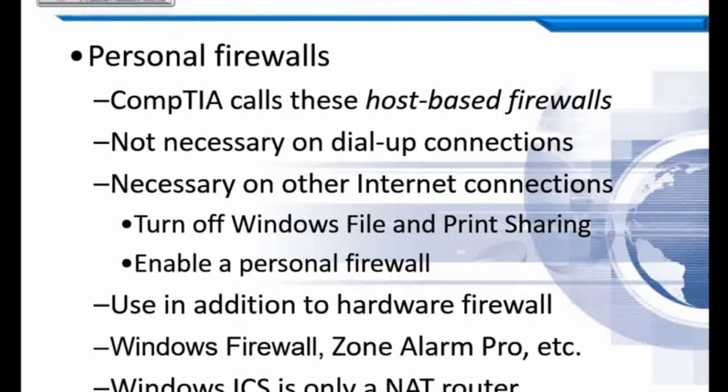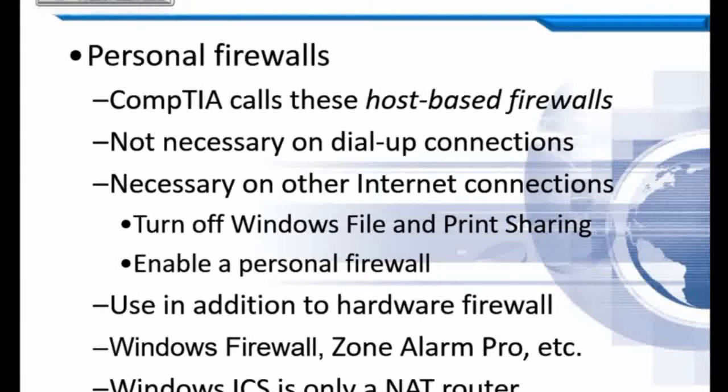Next, you have personal firewalls. CompTIA calls these host-based firewalls. If you're using a dial-up connection, they're not really necessary. However, for internet connections, they are. These are often used in addition to hardware-based firewalls, programs like Windows Firewall and Zone Alarm Pro.